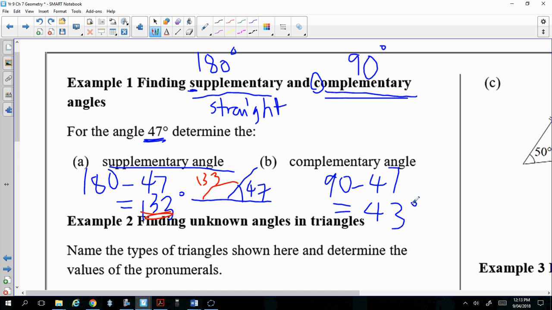All right. Let me just stop the video for a while. Let's continue. All right. So we've got supplementary angle if they add up to 180. Complementary angle if they add up to 90. Now we do some questions.